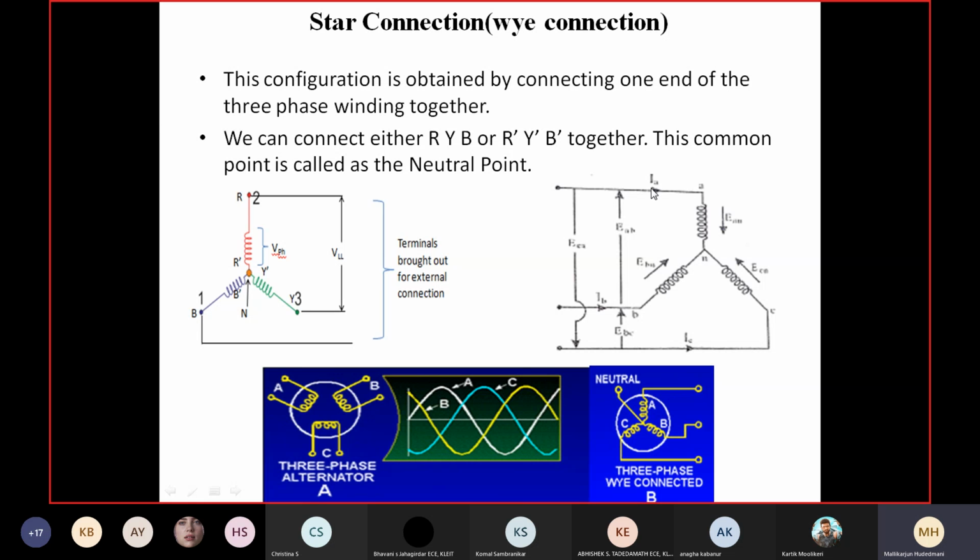So IA is the current entering; line current and phase current are the same. IB is the line current and the phase current is also the same. IC is the line current and the phase current is also the same. So that's what I need to convey to you. Now coming to the other end of this. If I bring this A to the external world, B to the external world, C to the external world, I will have three lines or three terminals.